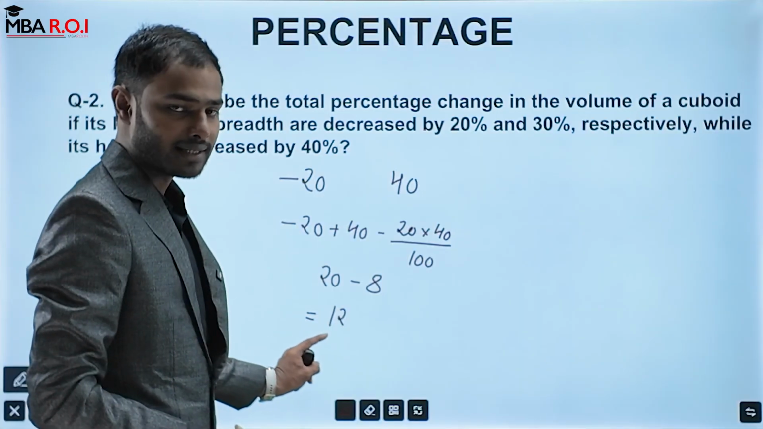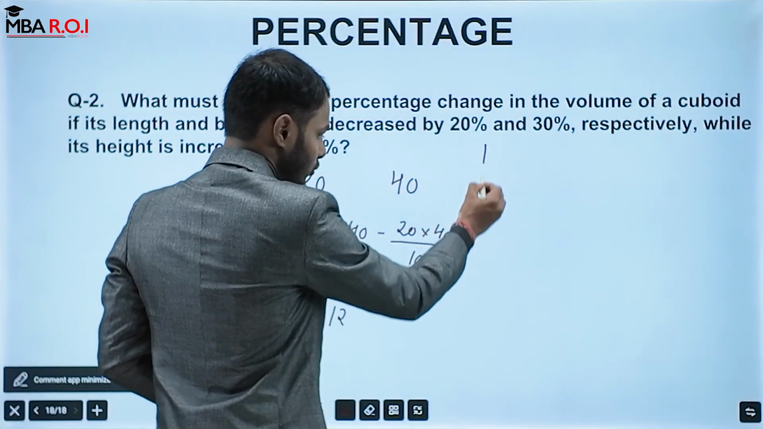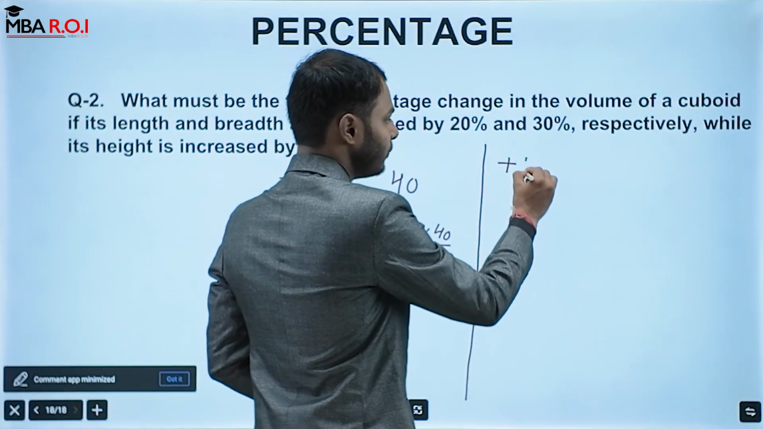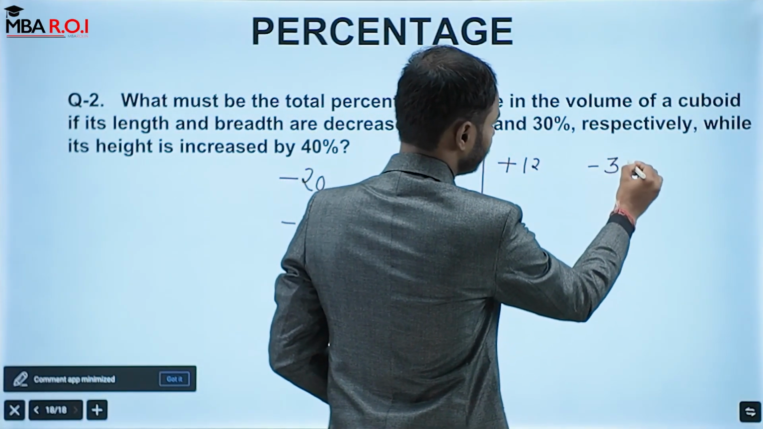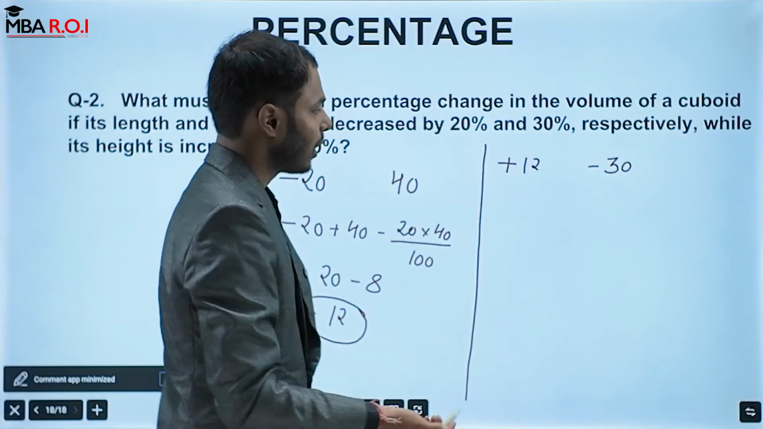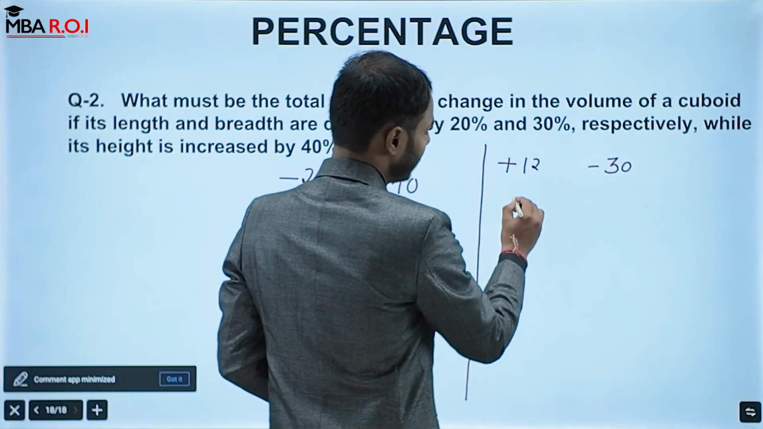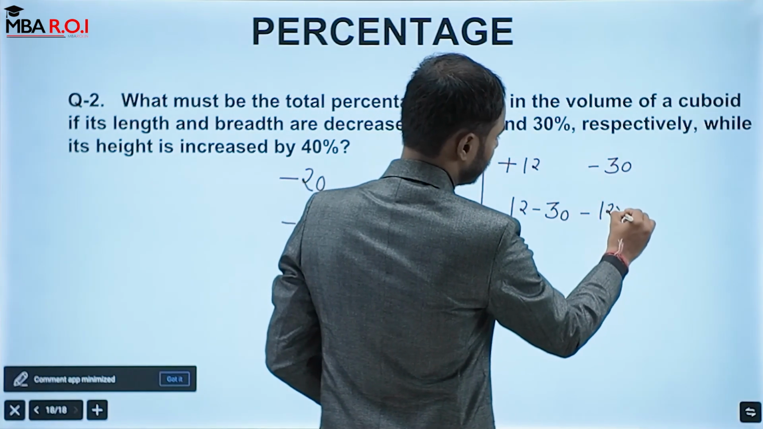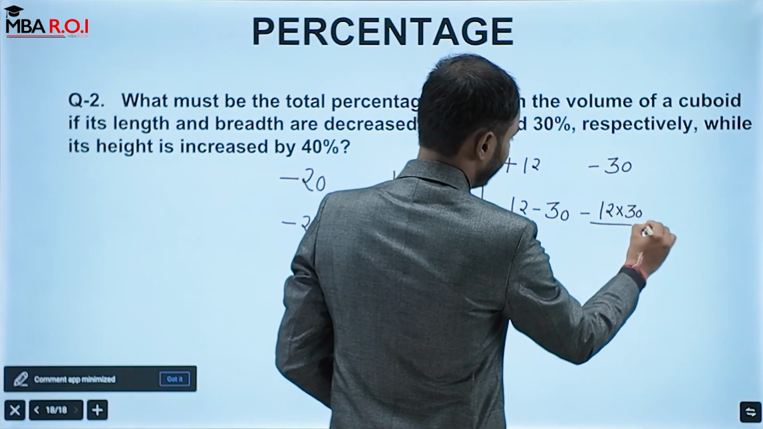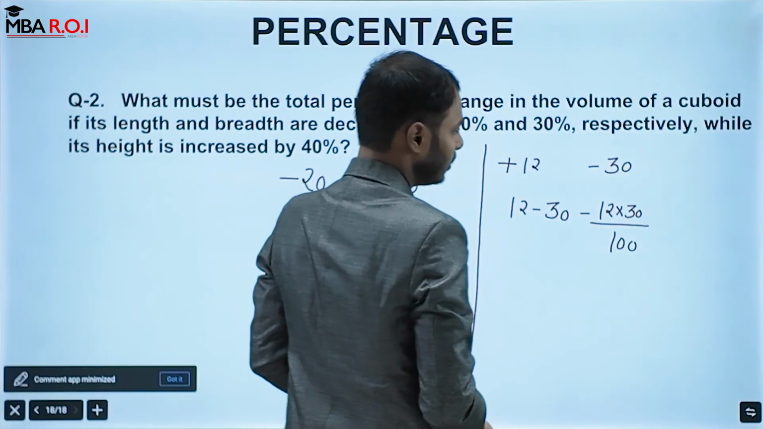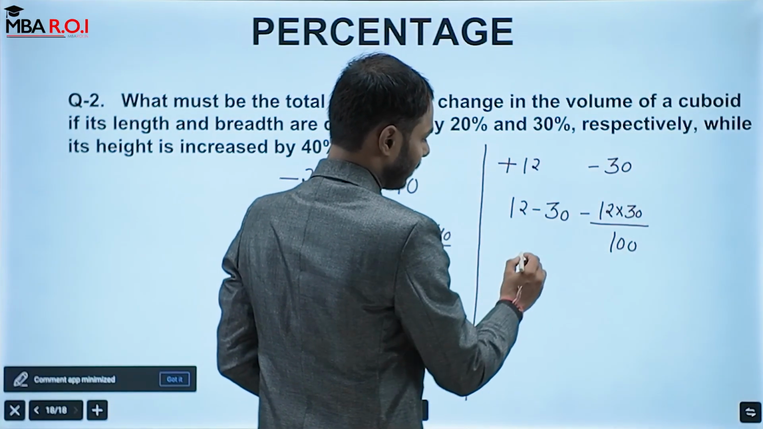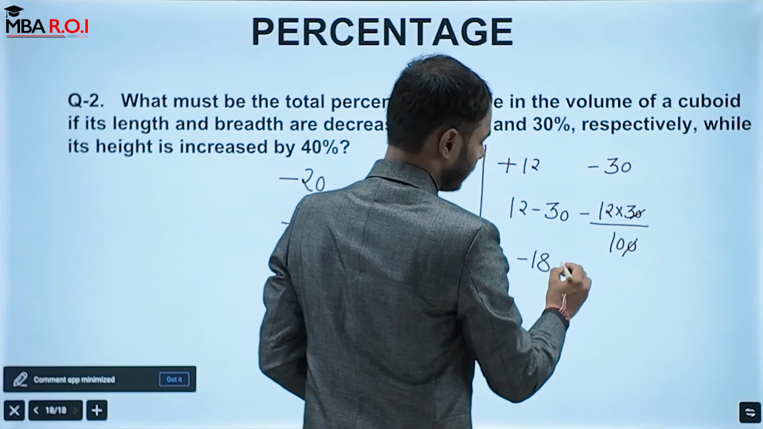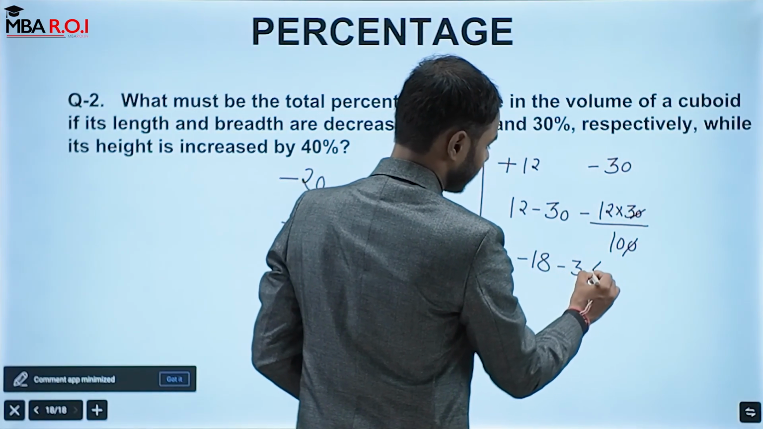But this is not the answer. We are also left with 30. So now we are going to combine this positive 12 with this negative 30. So again we can use that formula. We can simply say 12 minus 30 minus 12 into 30 divided by 100. So how can we simplify this? This will become minus 18. And if you simplify this, this will become minus 3.6.